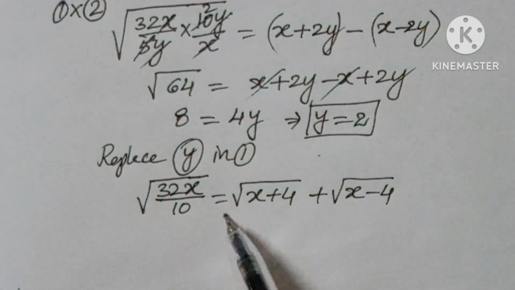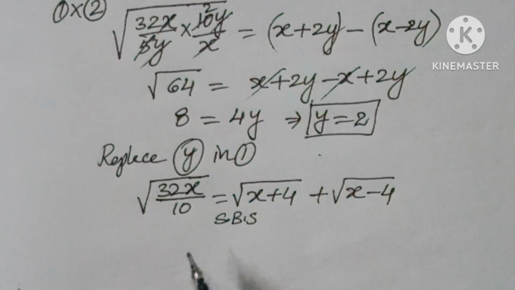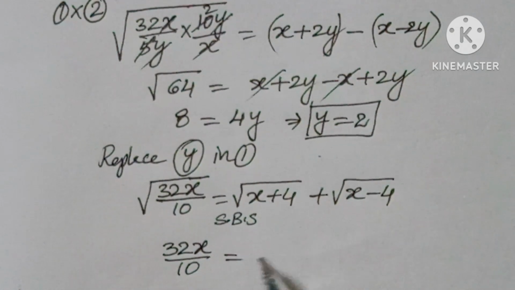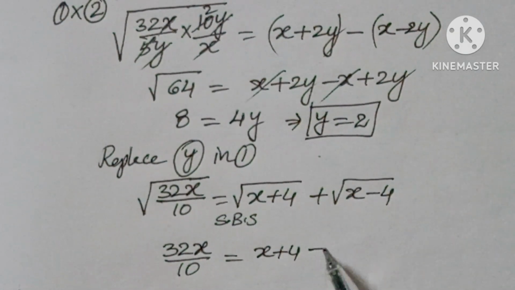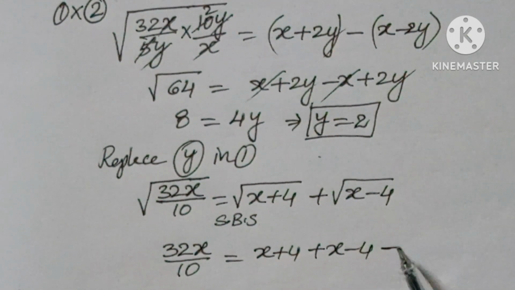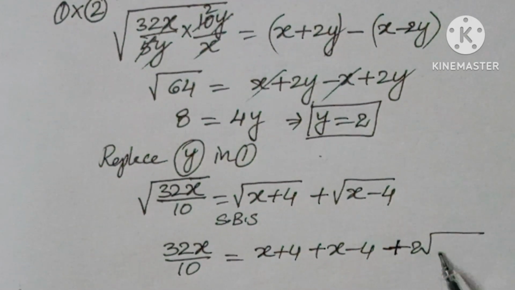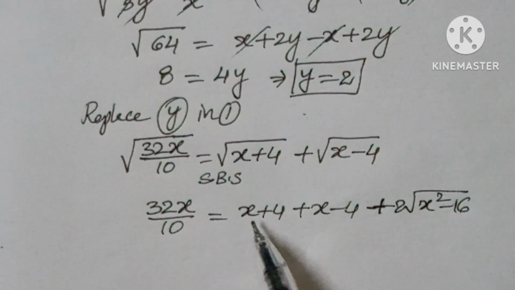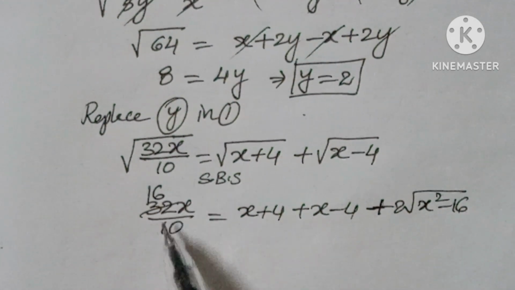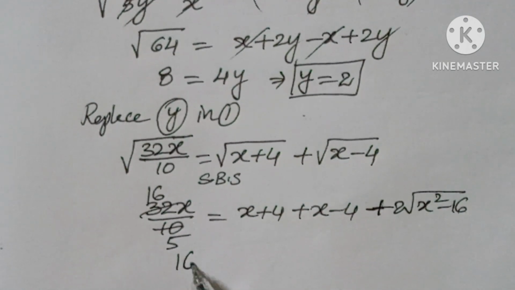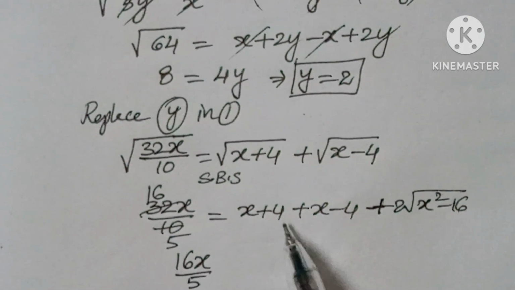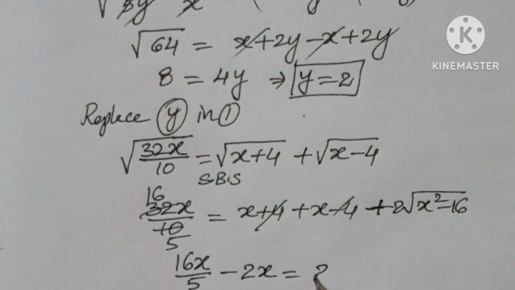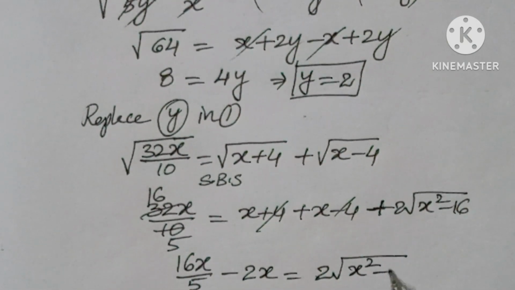Now squaring on both sides, what will we get? 32x by 10 is equal to a square plus b square plus 2ab, x square minus 16 we will get. So here if you cancel, 16 here 5, 16x by 5, here 4 gets cancelled, minus 2x is equal to 2 root of x square minus 16.